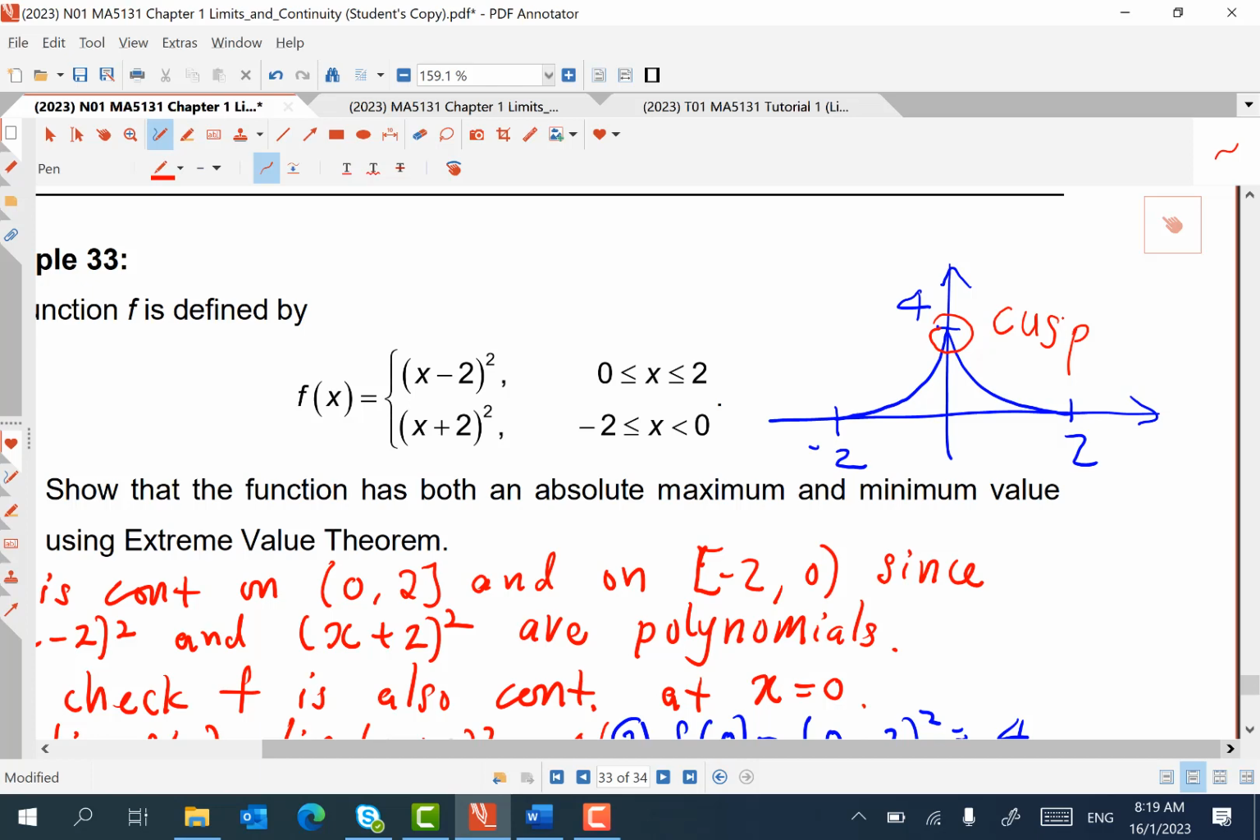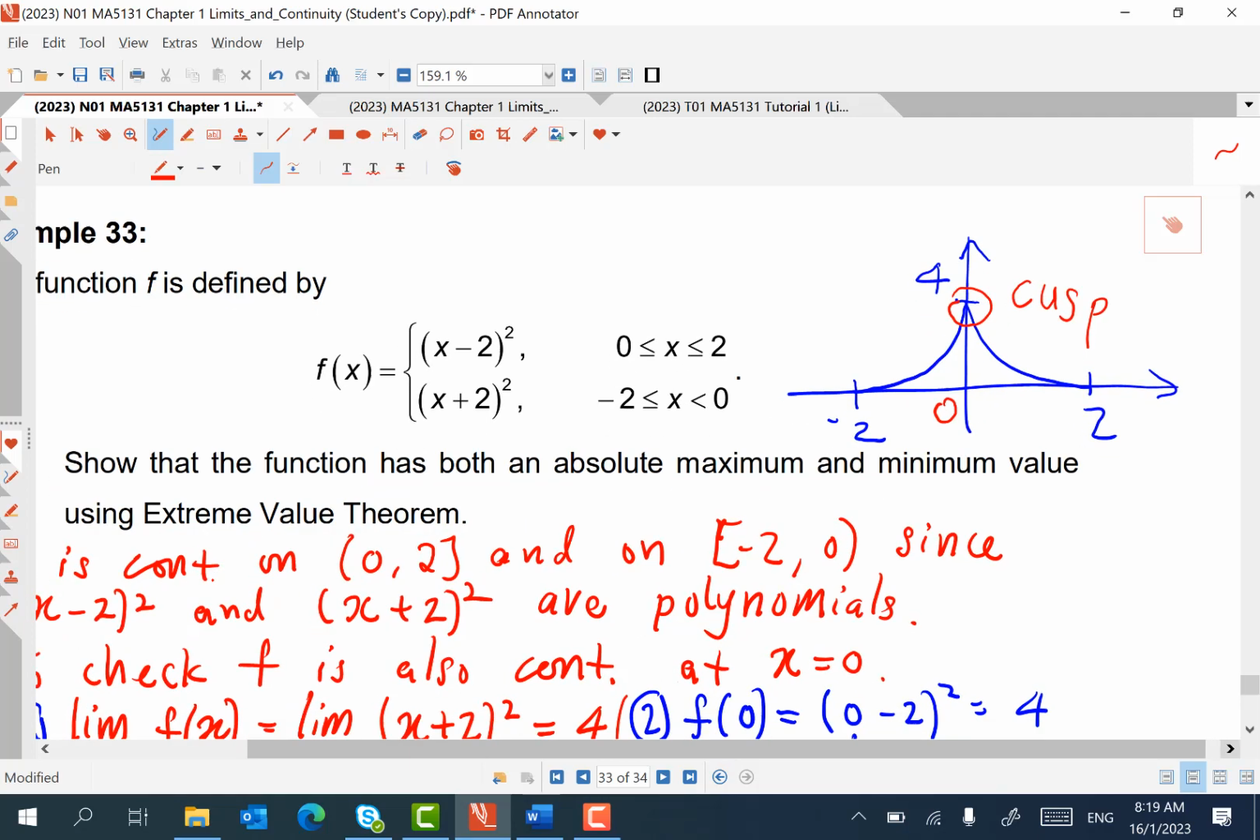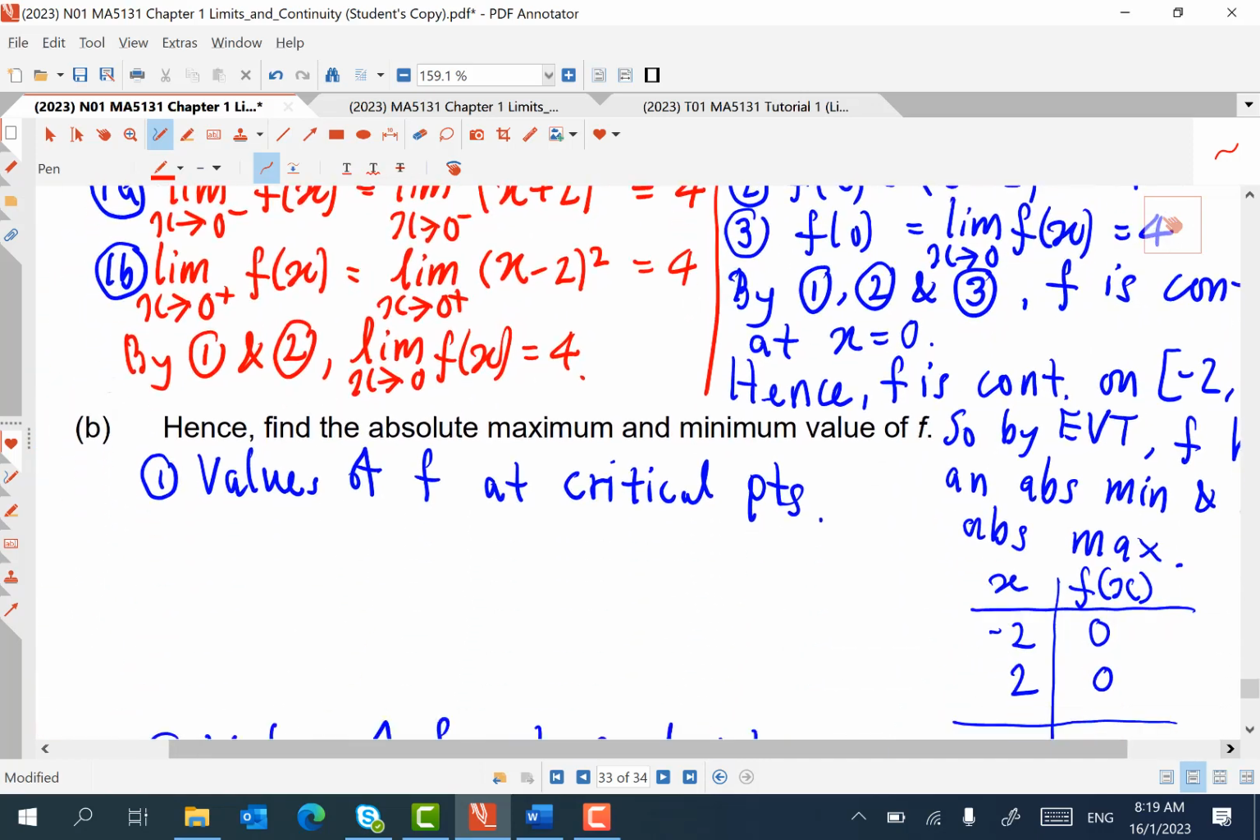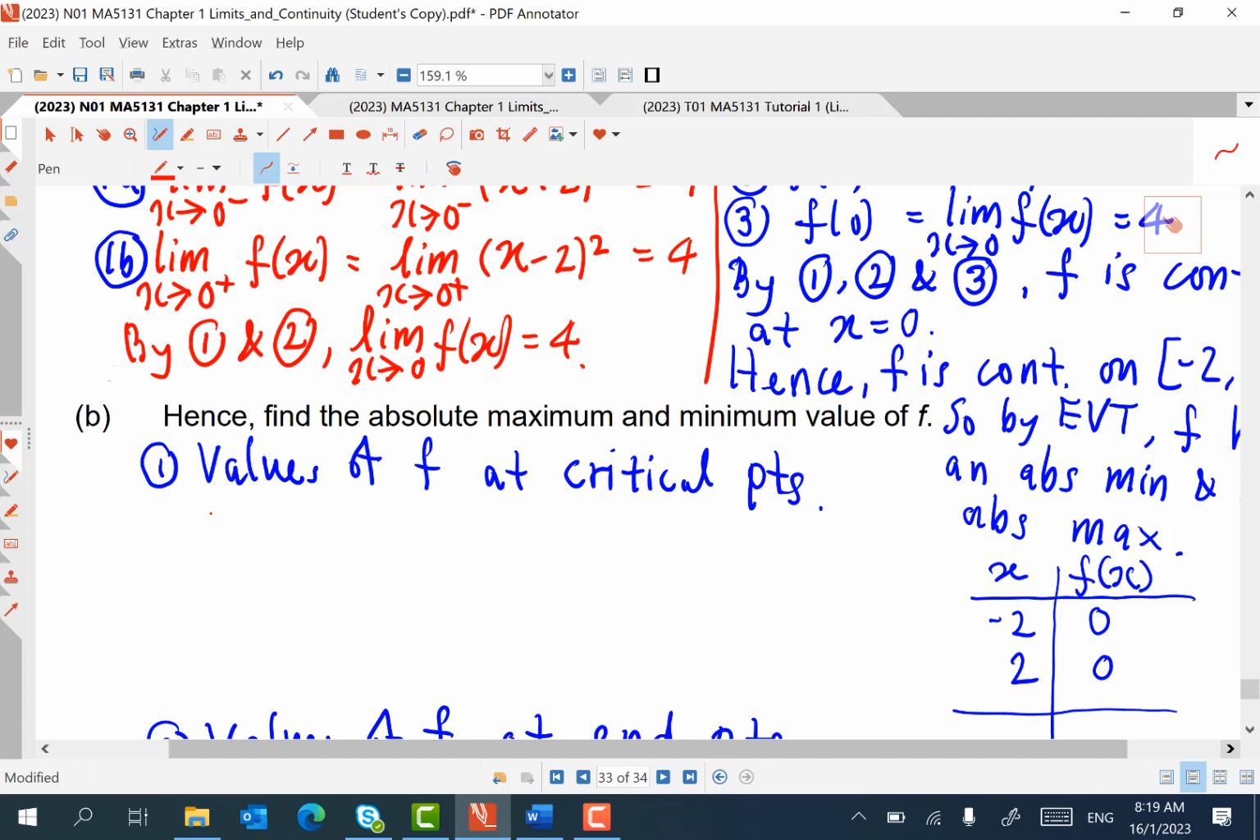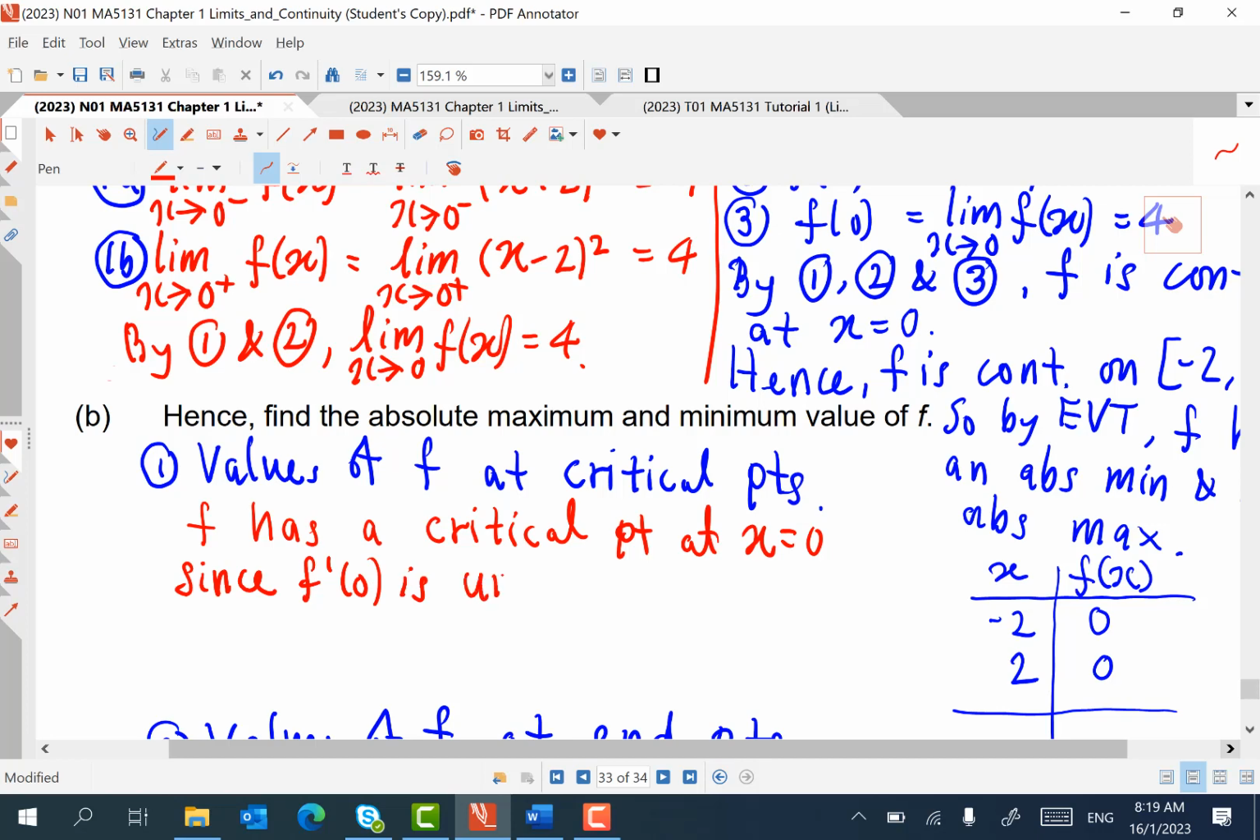So technically, you first and foremost have to demonstrate that at x equals 0, it is not differentiable. And that is technically the subject of the next chapter, but let's talk about it briefly. So actually, we now want to state: the function f has a critical point at x equals 0 since f prime 0 is undefined.